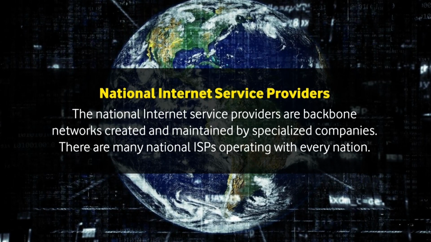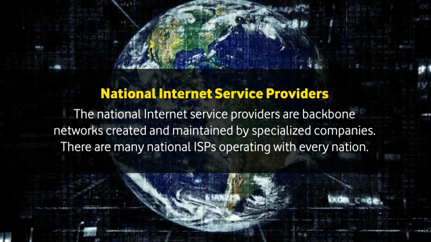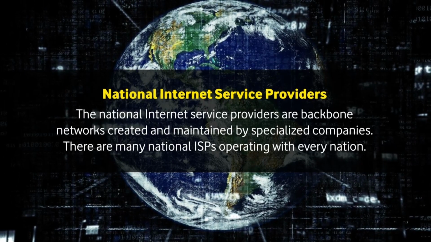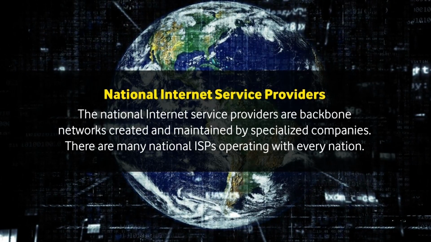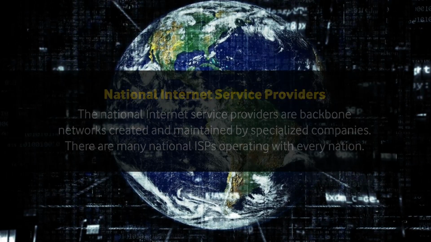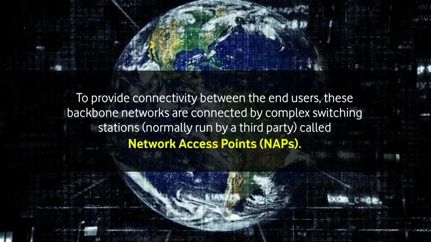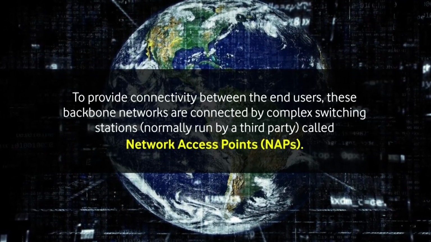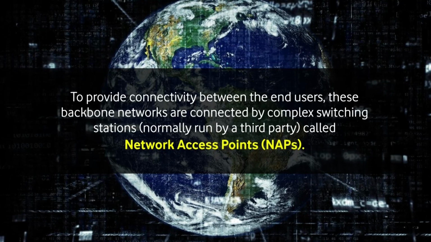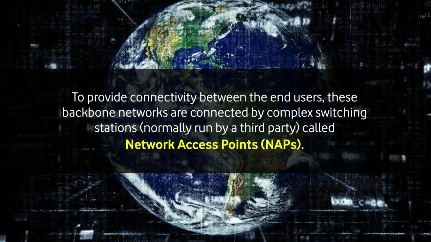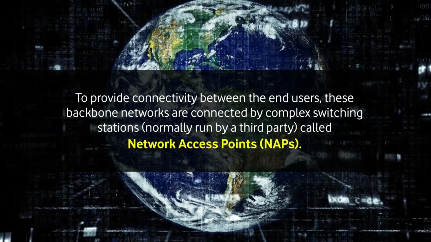National internet service providers are backbone networks created and maintained by specialized companies. There are many national ISPs operating within every nation. To provide connectivity between the end users, these backbone networks are connected by complex switching stations normally run by a third party called network access points, or NAPs in short. Some national ISP networks are also connected to one another by private switching stations called peering points.